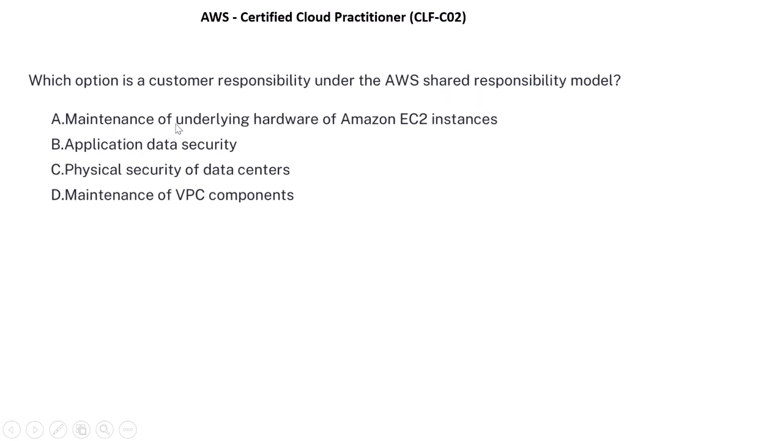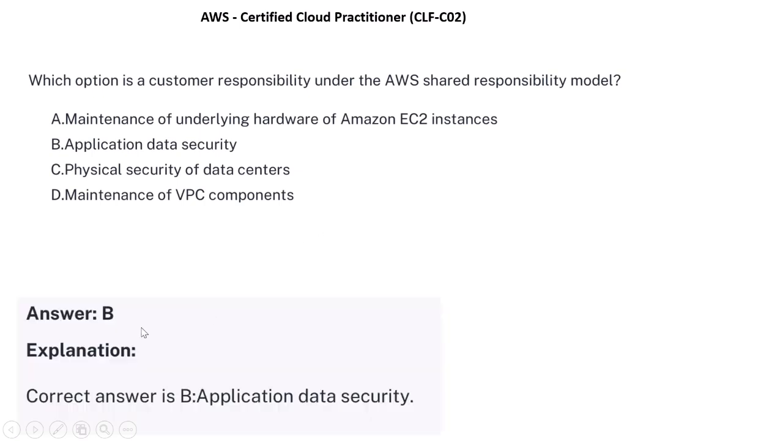Next question. Which option is a customer responsibility under the AWS shared responsibility model? Option A, maintenance of underlying hardware of Amazon EC2 instances. Option B, application data security. Option C, physical security of data centers. Option D, maintenance of VPC components. The correct answer is option B, application data security.